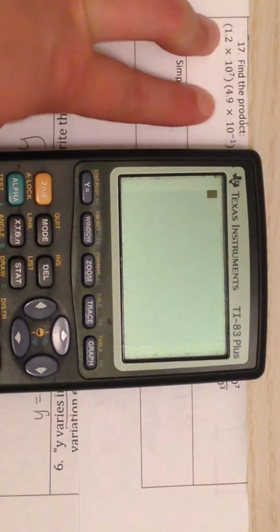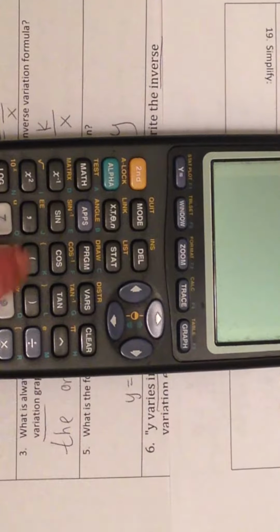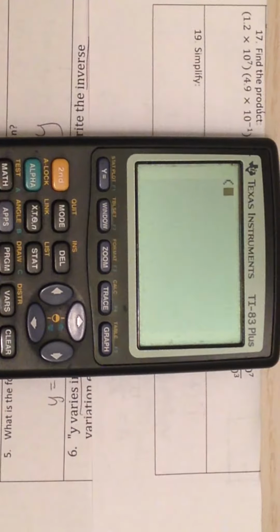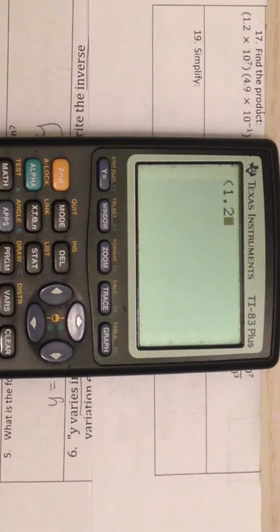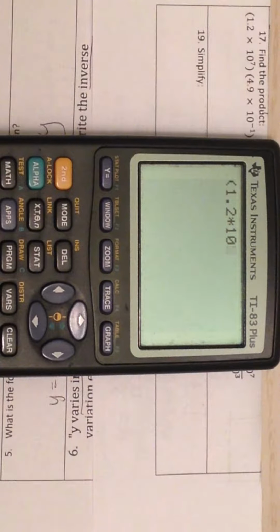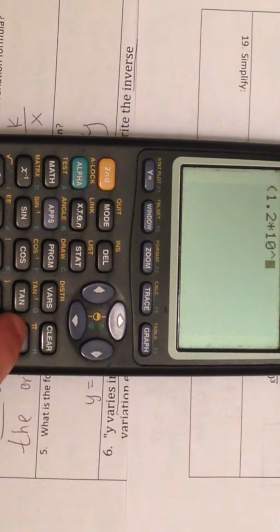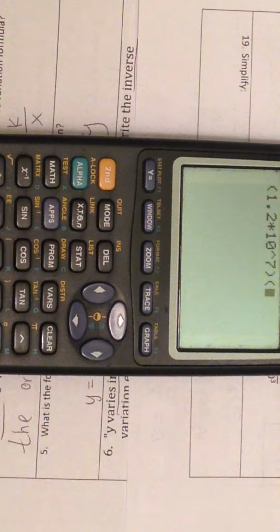We want to multiply these two together. So we're going to start with our parentheses. So our parentheses are right here. We're going to put in the 1.2. And then we're going to use our normal times, 10, and raise that with your caret key right here to the 7th power. End your parentheses, and then start a new one. You can put a times in between if you want, but it's not necessary. Two parentheses by each other automatically mean multiplication.